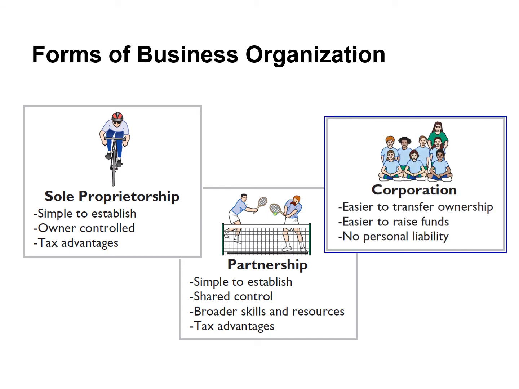The last option is you can form a corporation, which is a business organized as a separate legal entity owned by stockholders. Investors in a corporation receive shares of stock to indicate their ownership claim. Buying stock in a corporation is often more attractive than investing in a partnership because the shares of stock are easy to sell. We can easily transfer ownership.